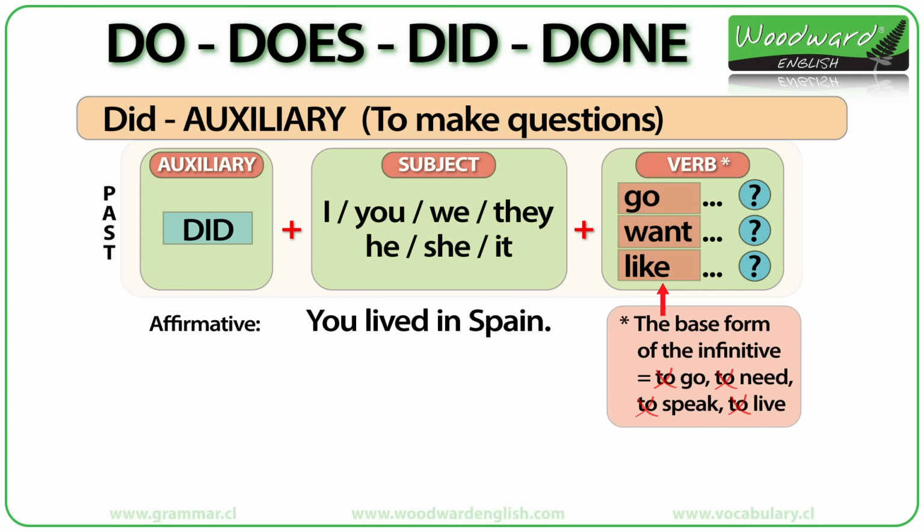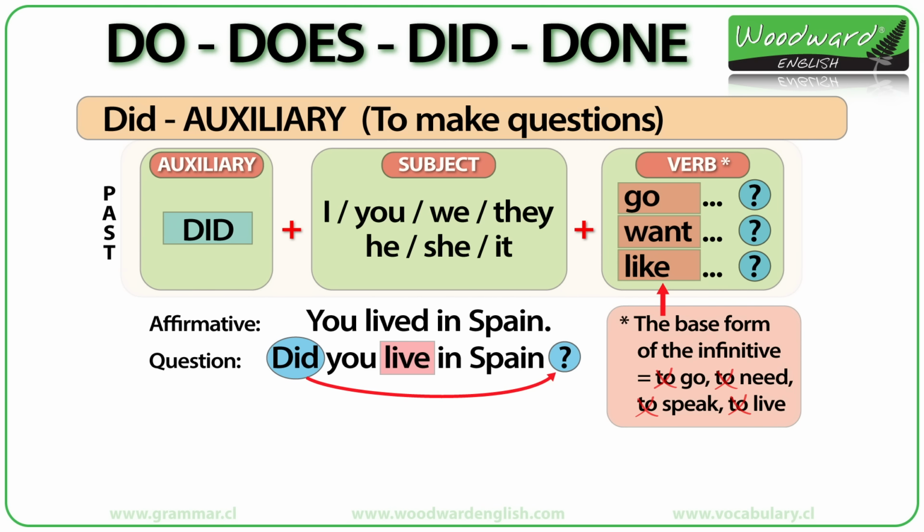Look at this affirmative sentence. You lived in Spain. How can we make this a question? We add did at the beginning, so it becomes, did you live in Spain? We use the verb form live and not lived because the auxiliary did shows that the question is in the past tense. Did is also used with he, she, and it.